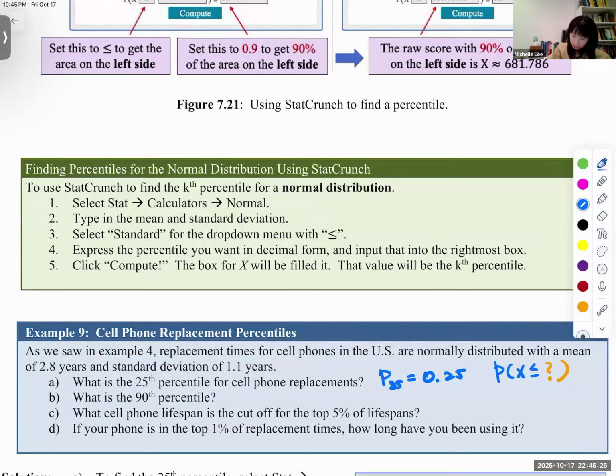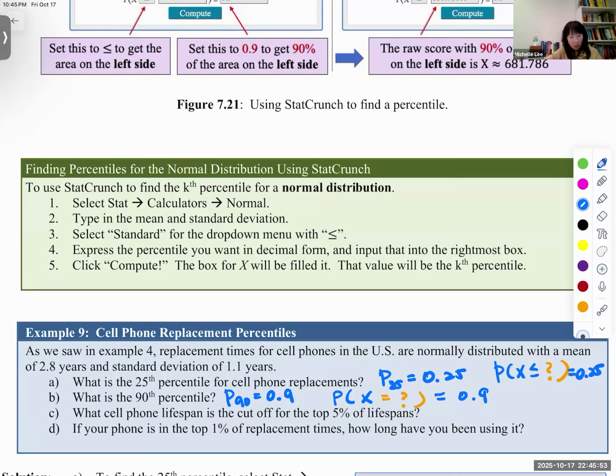So P of X, with percentile meaning less than or equal to, what's the X value, equal to 0.25. Okay, what is the 90th percentile? Same. That means P sub 90 equals 0.9. So what is the X value, which is how many years for replacement, equal to 0.9.